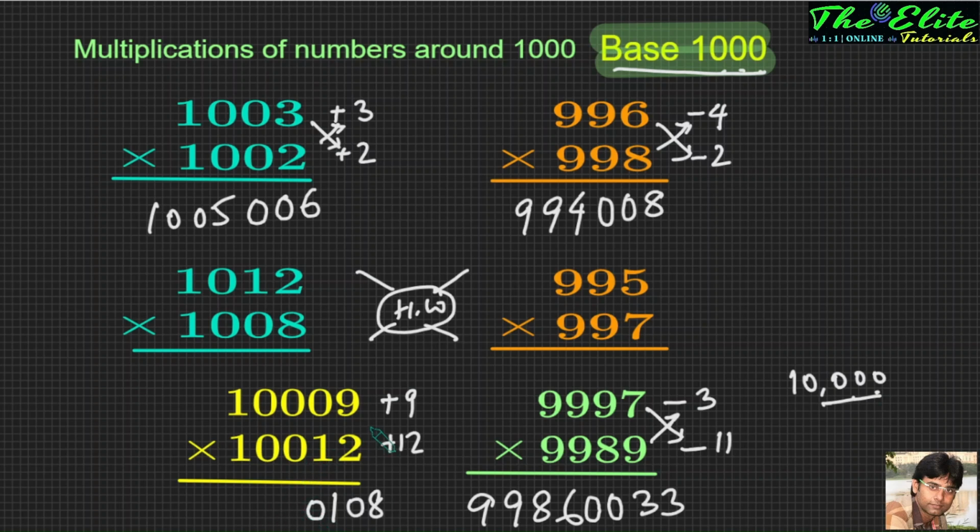Now again, you go this way or that way, your answer is ready. 12 plus 9 makes 21. So 10,009 plus 12 gives us 10,021. And that's your answer. You can check it in your calculator. So these two questions were on the base of 10,000. You can call it base 10,000.